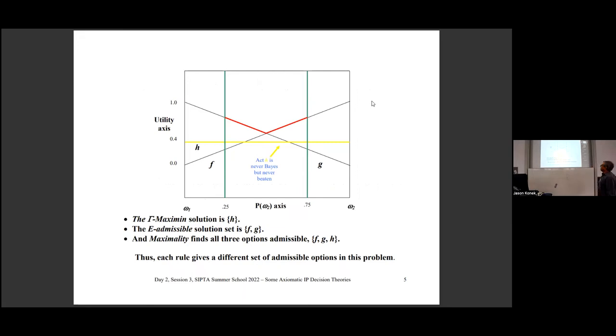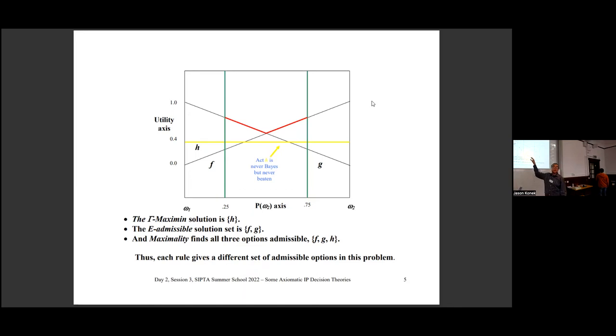So if we go back to our three-way choice F, G, H, then the gamma maximin solution amongst this triple is H alone. It maximizes minimum expectation. The E-admissible solution is just the Bayes solutions, the two, F and G, and maximality gives all three. So you could have a simpler example to show the two rules, but we'll take different decisions. This is the general case where I haven't put further constraints on the menu.